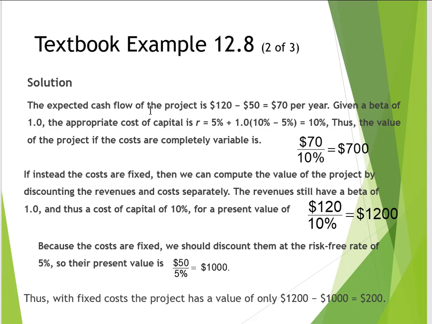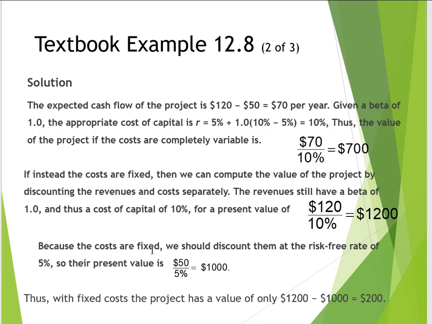So again, the expected cash flow of the project obviously is the profit, $70 per year. 10% is the cost of capital. So that gives us a value of roughly $700. If instead the costs are fixed, then we need to compute the value. The revenues still have a beta of 1, and the cost of capital is now 10%. So the present value now is $120.